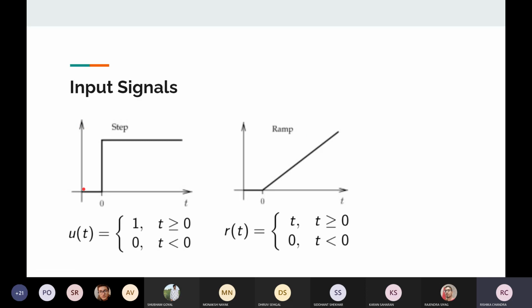Okay, so let's have a look at some standard input signals. See, this is the unit step signal. For all t greater than or equal to 0, its value is 1, and for t less than 0, its value is 0. And this is a ramp function, like a straight line with a slope of 45 degrees. Here, for t greater than or equal to 0, its value is t, and for t less than 0, its value is 0. And there's one more signal called the impulse signal. Its value is equal to 1 at t equal to 0, and 0 for all values of t other than 0.